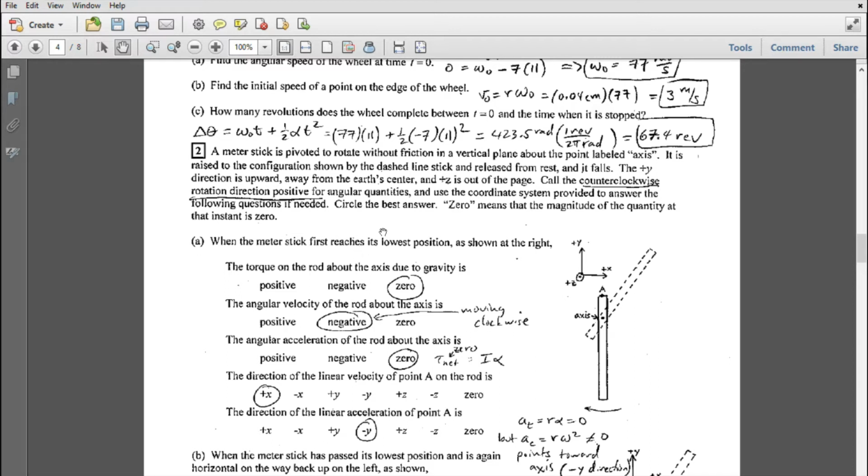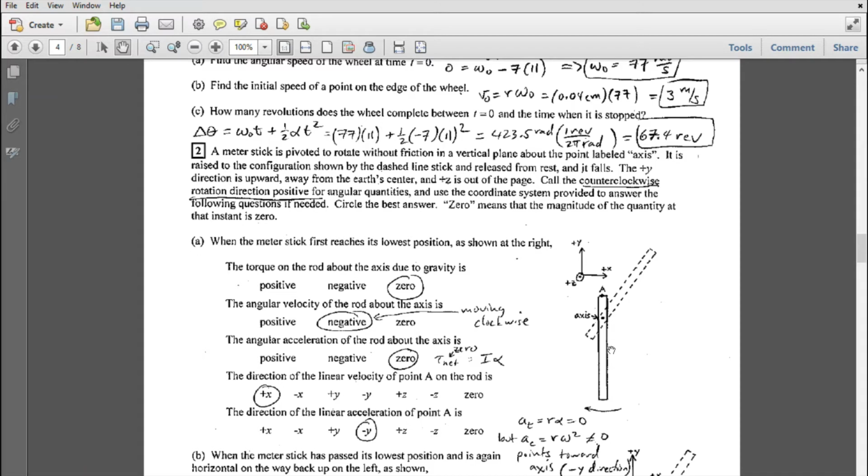Okay, provide answers to the following questions. Circle the best answer. 0 means the magnitude of the quantity at that instant is 0. When the meter stick first reaches its lowest position, what is the torque on the rod about the axis due to gravity? So when it first reaches its lower position, that's the solid picture right here, what is the torque on the rod about the axis due to gravity? And the idea is it's 0.